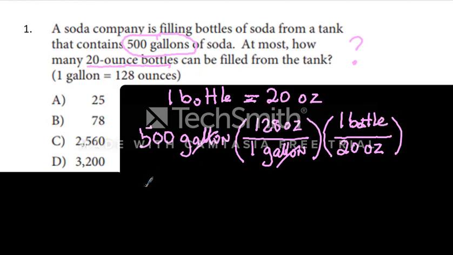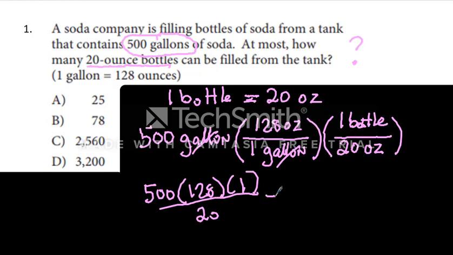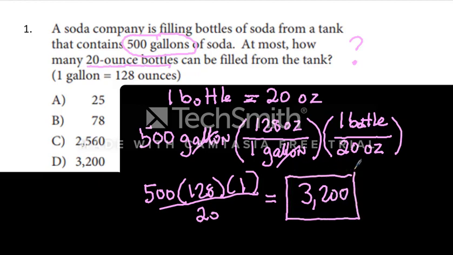What does the math look like? It would be 500 times 128 times 1, those are all the things in the top, divided by 1 times 20, or just 20. When I work that out, it is going to give me 3,200, and that is our answer for number 1.